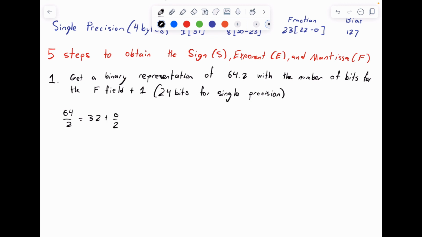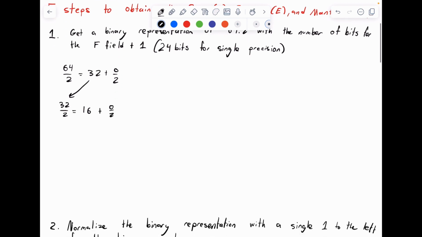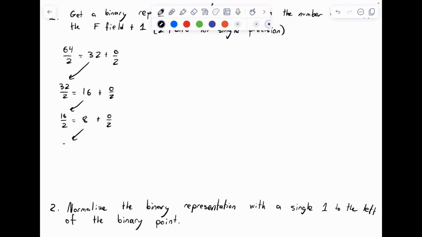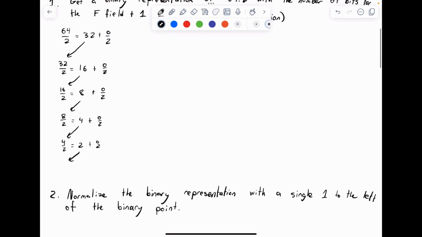So then we start by dividing 64 by 2. That equals 32 plus a remainder of 0 over 2. So then we bring 32 down. 32 divided by 2 is equal to 16 plus 0 over 2. Bring 16 down. Divided by 2 is equal to 8 plus 0 over 2. Bring 8 down. So 8 divided by 2 is equal to 4 plus 0 over 2. And then bring the 4 down. So 4 divided by 2 is equal to 2 plus 0 over 2. Bring the 2 down. That's equal to 1 plus 0 over 2.